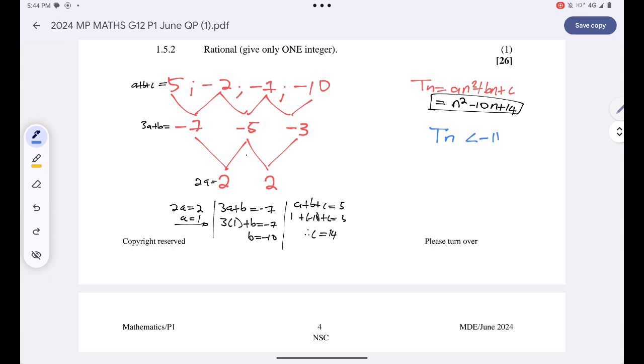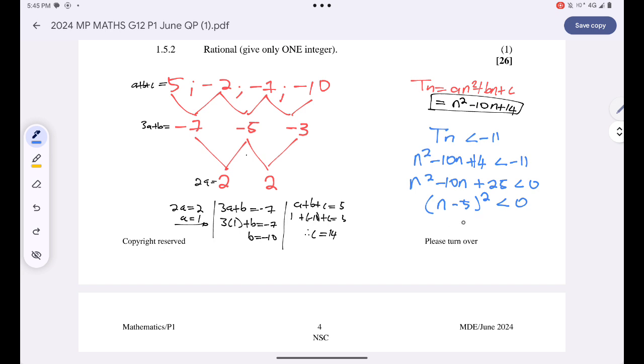Let's try and check whether we can solve for n if the nth term is less than negative 11. I'll simply have n squared minus 10n plus 14 is less than negative 11. Therefore, n squared minus 10n, then I have 14 plus 11. This will give me a positive 25, and then I have less than 0. I can simply factorize my left-hand side. I'll end up having n minus 5 and n minus 5 again. So this is just n minus 5 all squared is less than 0.